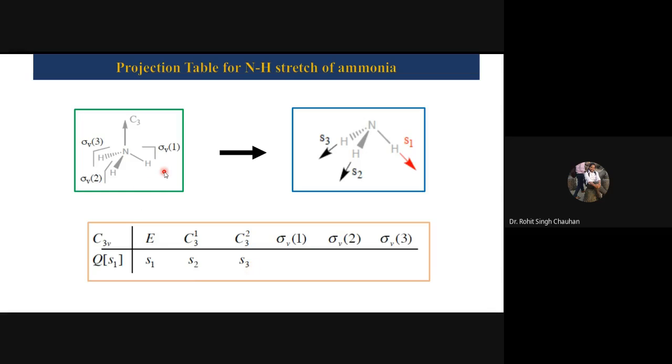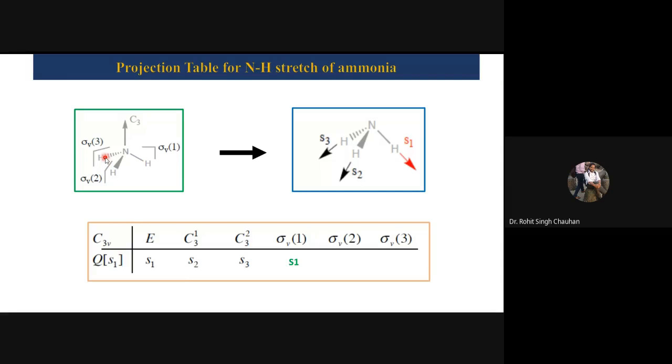Sigma V1. This is sigma V1. So what does sigma V1 occupy? S1, right? So no change is going to happen. That's why the sigma V1 contribution will be S1. This is sigma V2. So now your mirror is passing through this axis. So what would happen? This S1 will lie down on this.